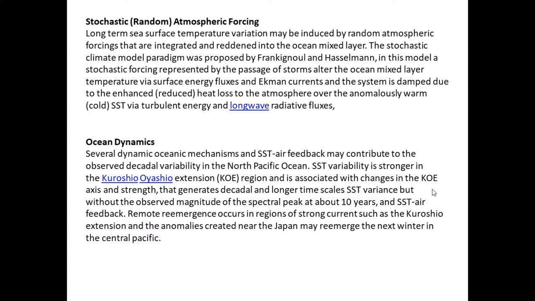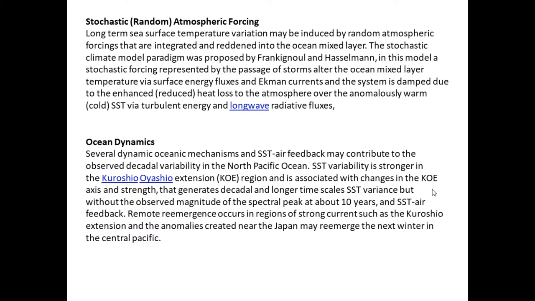Basically, what they're saying is that variations in sea surface temperature can be affected by solar energy, and this can change the vertical cross section of the ocean mixed layer. So depending on what the temperatures are doing, depending on the density, you're going to get what are called energy fluxes. That's basically the movement of the water, and Ekman currents, movement of the water, and the system may be damped to enhance or reduce heat loss to the atmosphere over the anomalously warm or cold sea surface temperature via turbulent energy. That means mixing. What is the mixing regime doing? Is it intense or not? If it's intense, that's going to enhance the transfer of energy. If it's not, then the energy transfer is reduced. That's basically all that is saying.